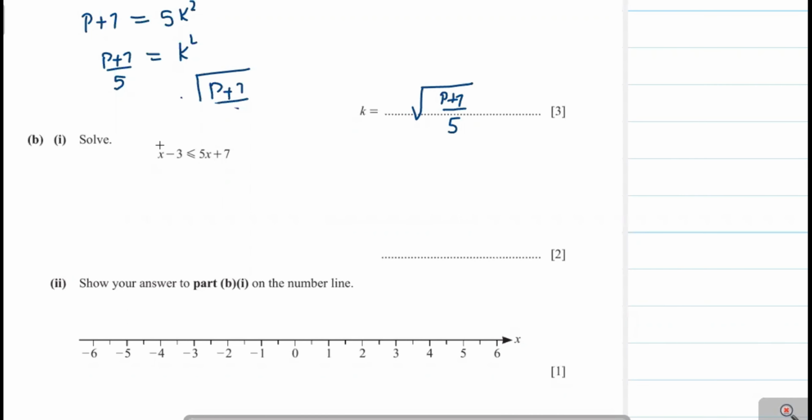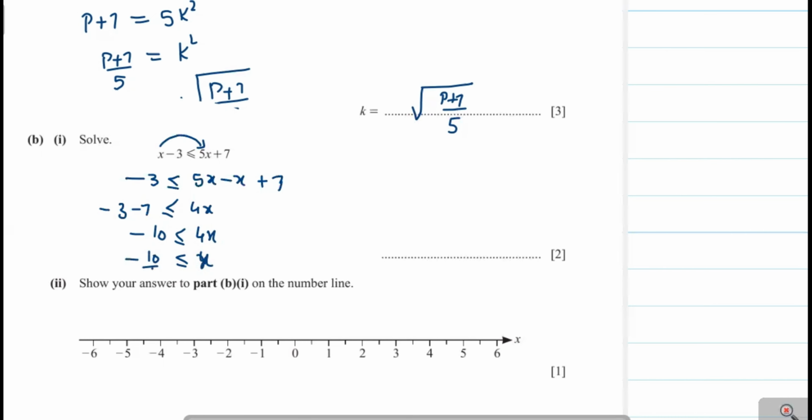Part B, solve x minus 3 less than or equal to 5x plus 7. Now we shift the x from the left to the right side. Therefore, that value becomes 5x minus x plus 7. Now 7 will be shifted from the right to the left side. Now we get minus 3 minus 7, that is less than or equal to 4x. That is minus 10 is less than or equal to 4x. That can be written as x is greater than or equal to minus 10 over 4. Now we can write x is greater than or equal to minus 2.5. And this is the answer.